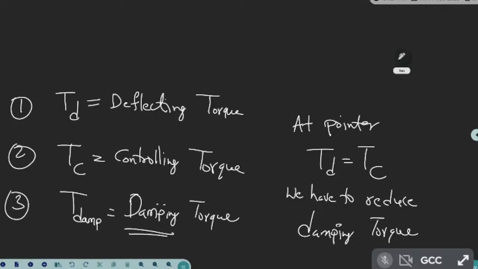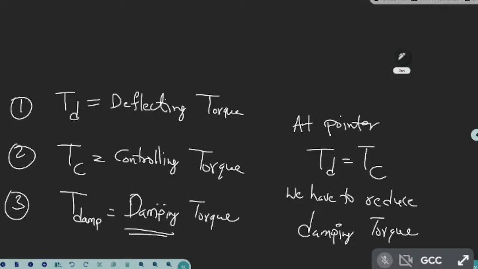At the same way we cannot avoid this damping torque in the instrument, but we will try to reduce the damping torque. We cannot avoid getting fever, but we will reduce the fever by taking appropriate tablets. Okay, so these three torques are required in any measuring instruments.